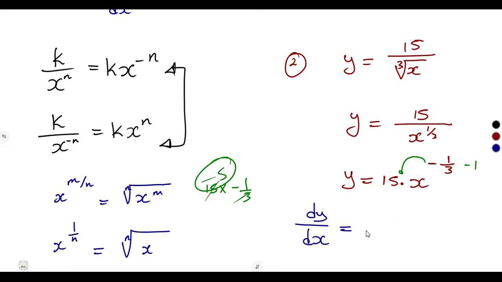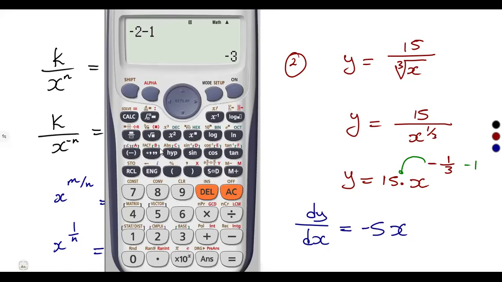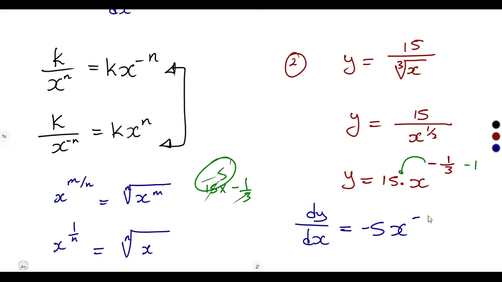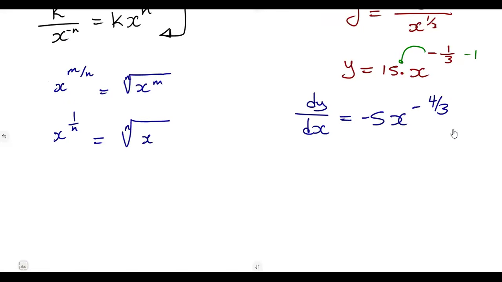-5 here. The x, take note, you're subtracting 1 from the exponent, minus a third minus 1. Minus 1 over 3 like this. Then we subtract 1. So that was going to give us what? -4 over 3. Again, just like the previous case, get rid of the negative exponent. We are done here. The derivative is done.